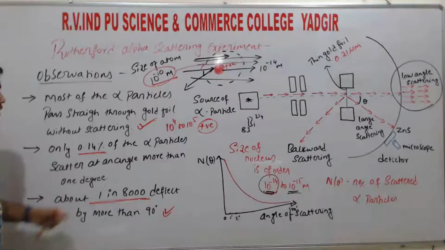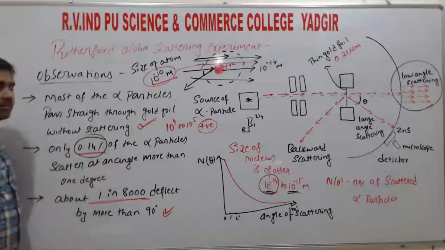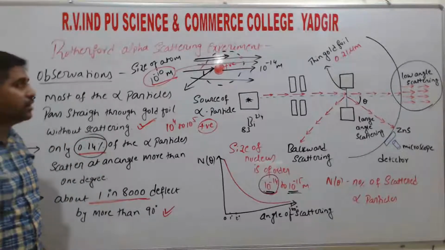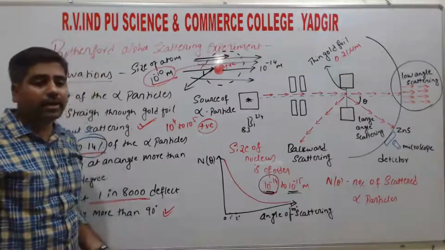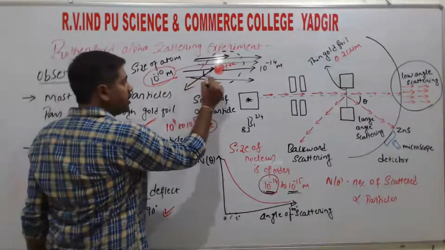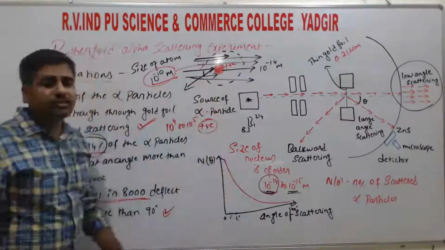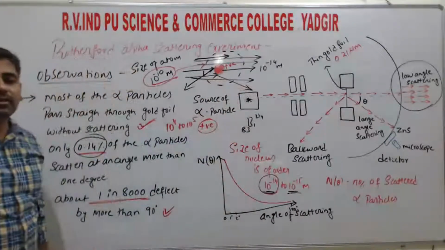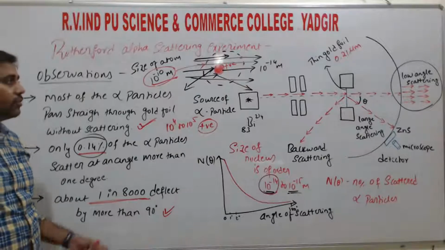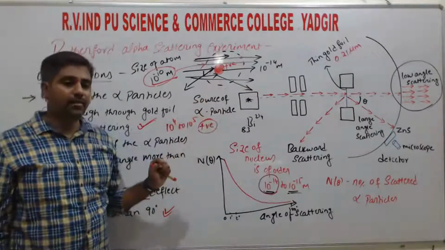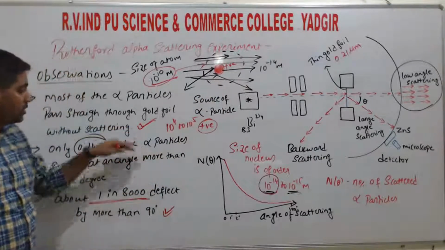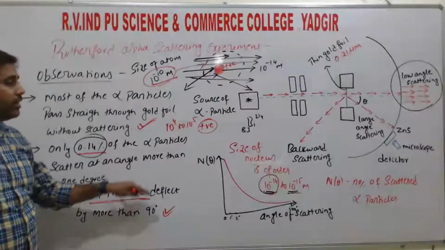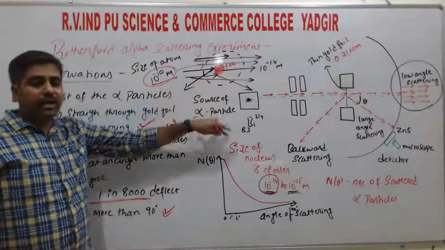So a few percent, that is 0.14%, is strong due to the strong electric field. As it approaches near this nucleus, it will scatter with a low angle, that is, a lesser angle, right? So for these observations he gives a satisfactory explanation.